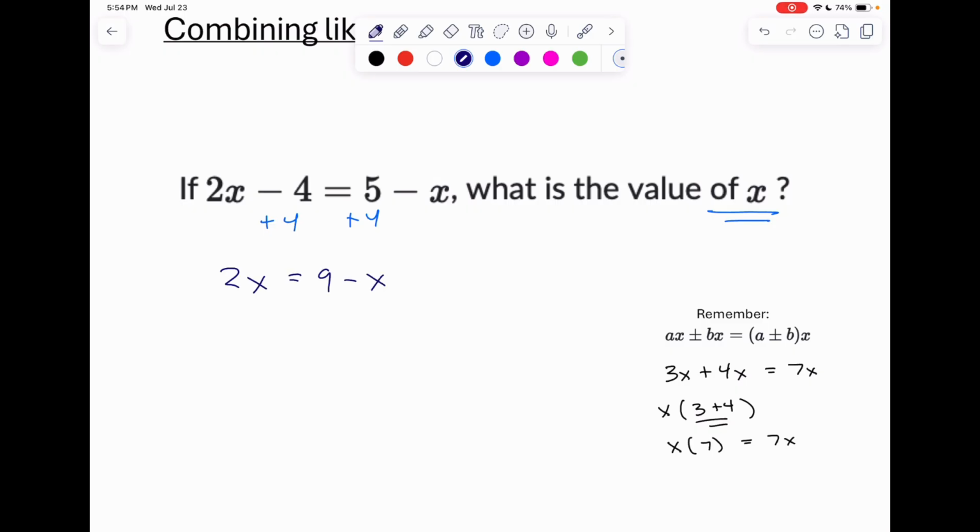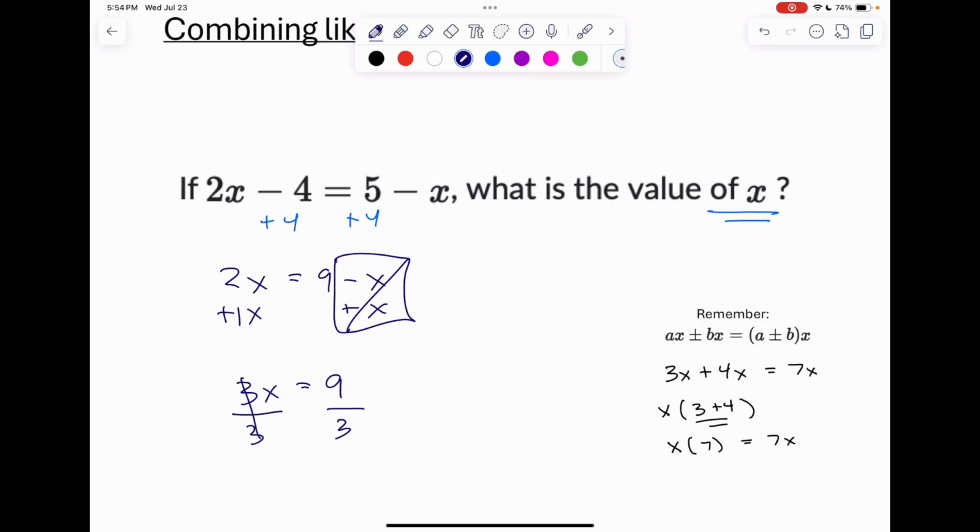And then I want to combine my variable terms, get them on the same side. So do you see how I have one on my left and one on my right? We'll combine them by adding x to both sides. And notice here, I did the additive inverse. I canceled it out. So I'm left with 9 on this side and 3x, because I add the 1 and the 2 together. 2x's plus 1x gives me 3x. And I'll divide both sides by 3. And I'll get that x equals 3.